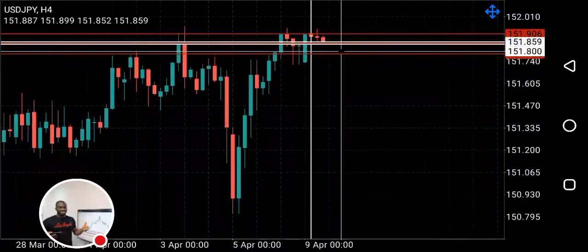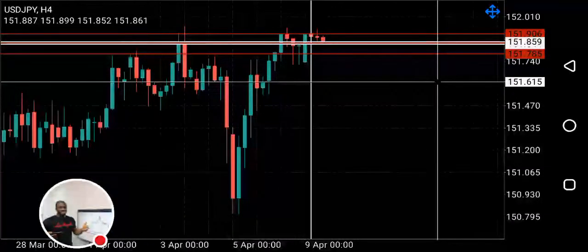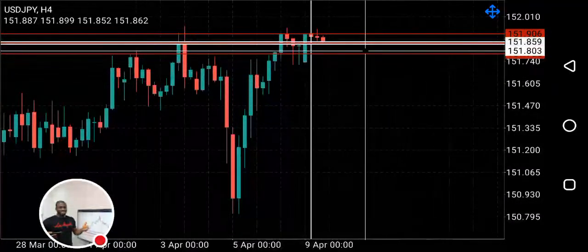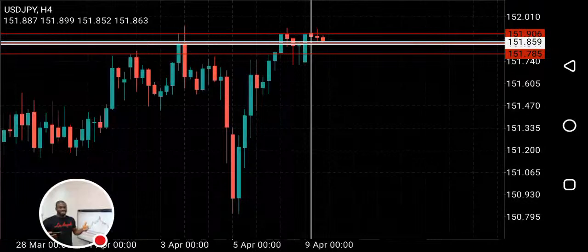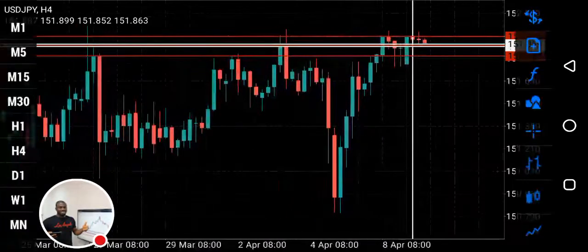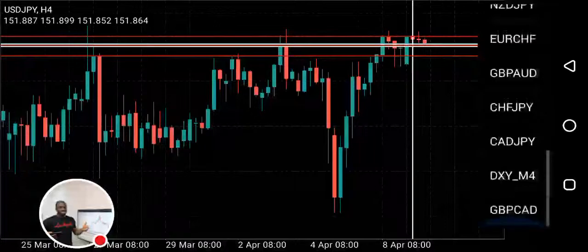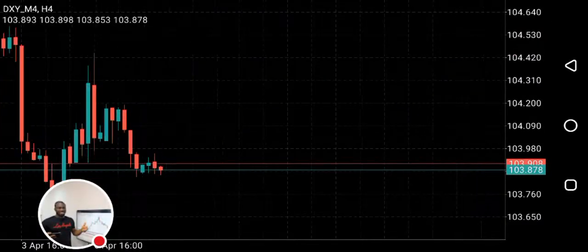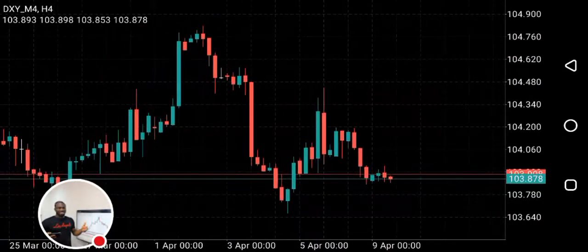Unless the 4 hour closes below this price, which is 151.78, I would not sell USDJPY. Let's see DXY. This is the 4 hour, so DXY looks bullish.